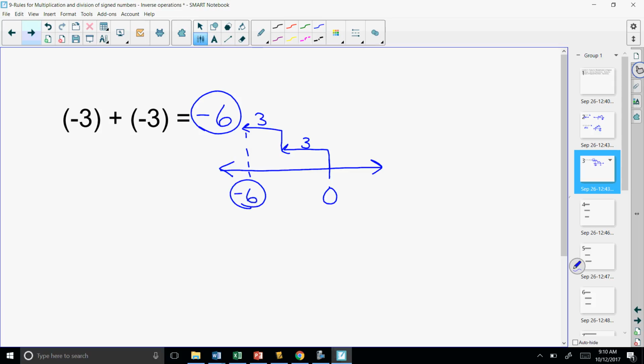Now, how can I show negative 3 plus negative 3 as a multiplication problem? We have negative 3, and it's used as an add-in. I am adding it twice. So what is negative 3 times 2? Negative 6. It's a negative answer, unlike positive 3 times 2, which was positive 6.